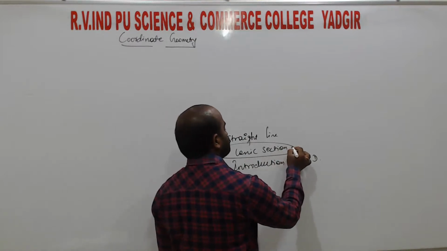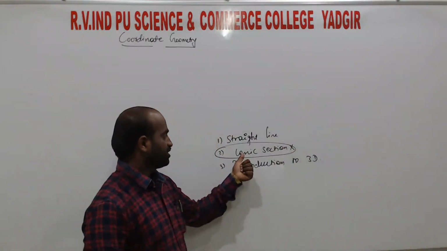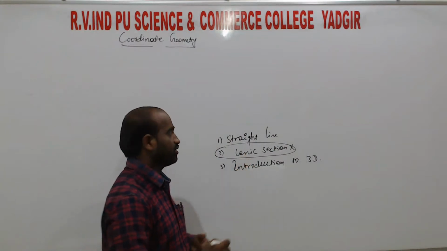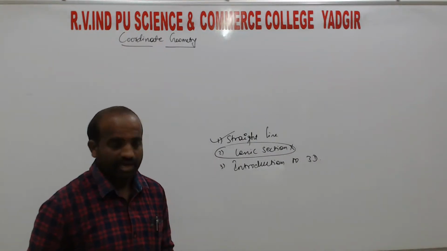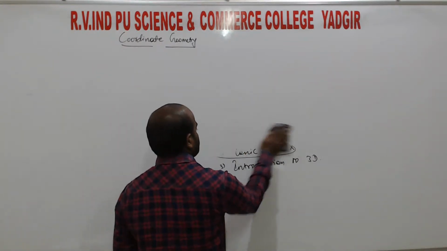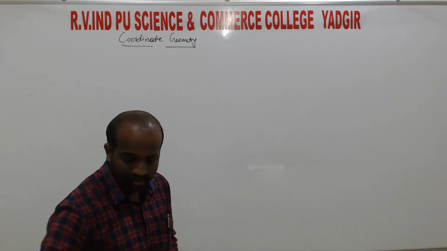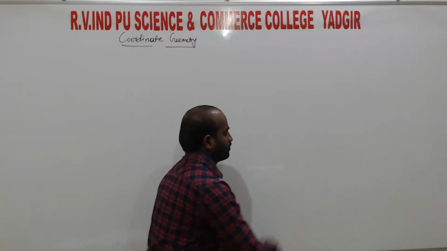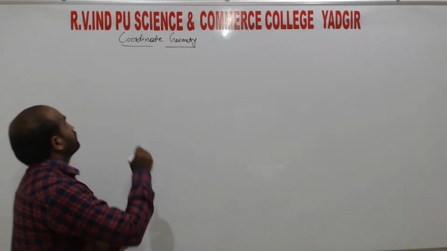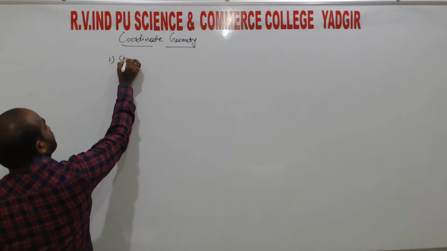Conic section, the full chapter, is deleted. Only straight line and introduction to three-dimensional geometry remain in coordinate geometry or analytical geometry. First chapter is straight line.